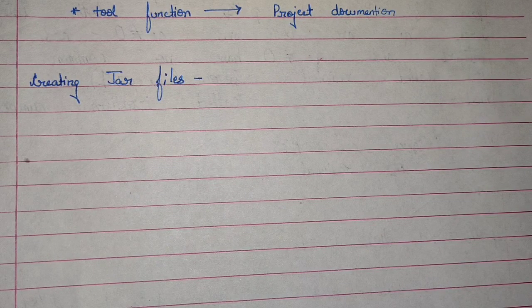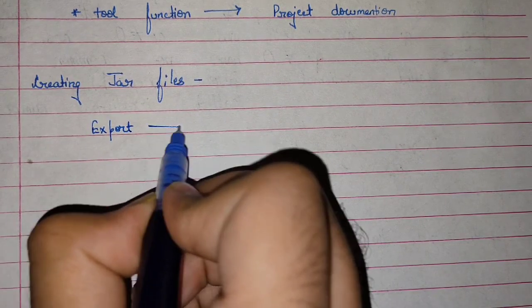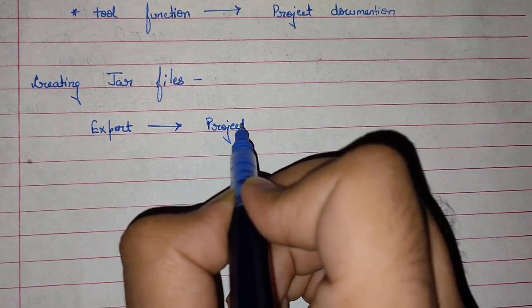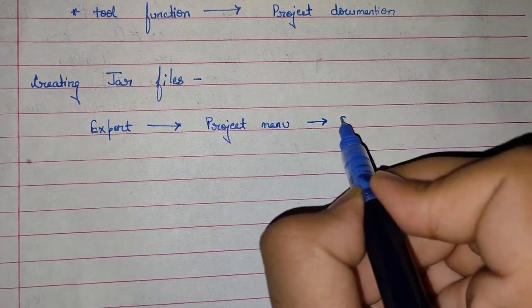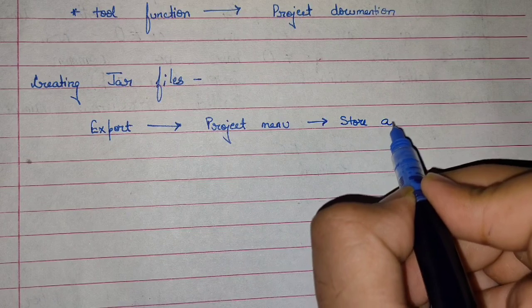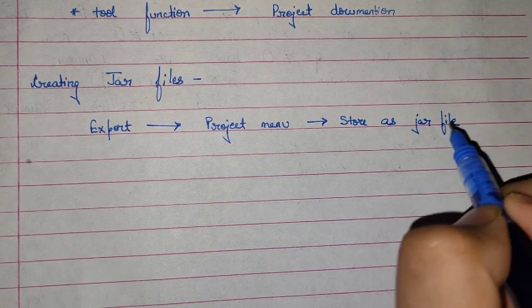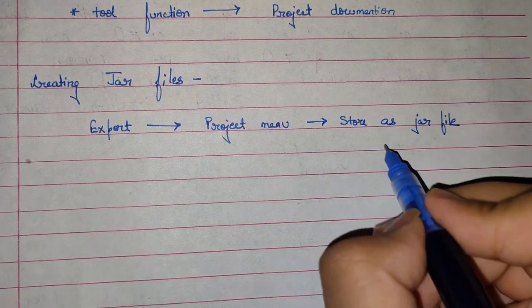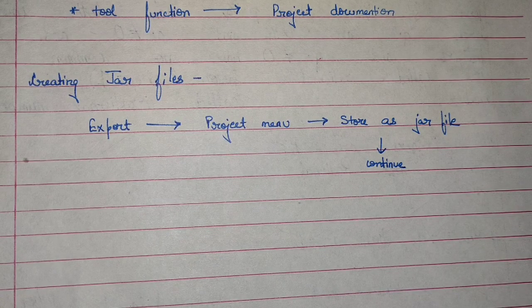For creating jar files, from the toolbar we can select the export function. There we can select the project menu and click on the store as jar file option. Then in the dialog box we can enter the required name and press continue. The required jar file will be created.